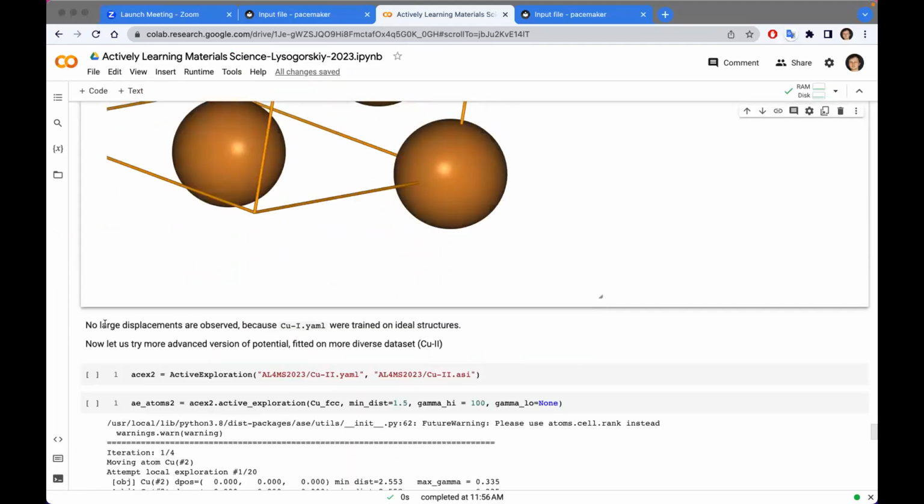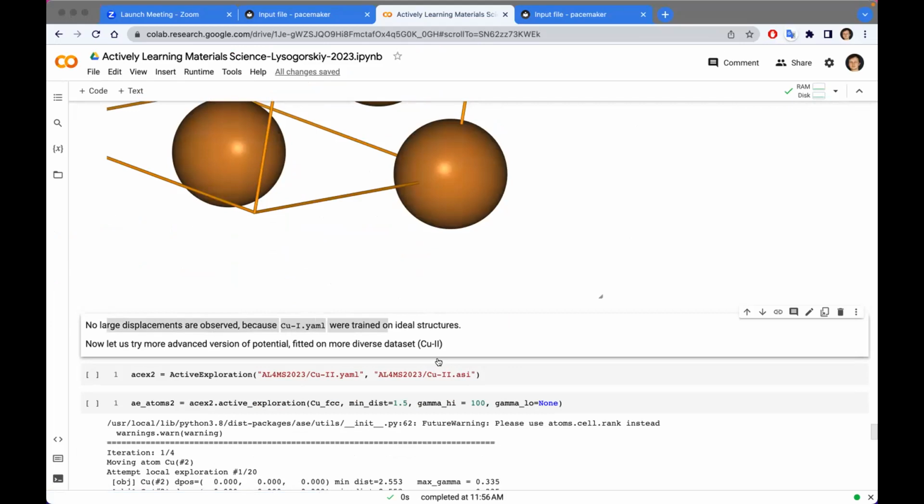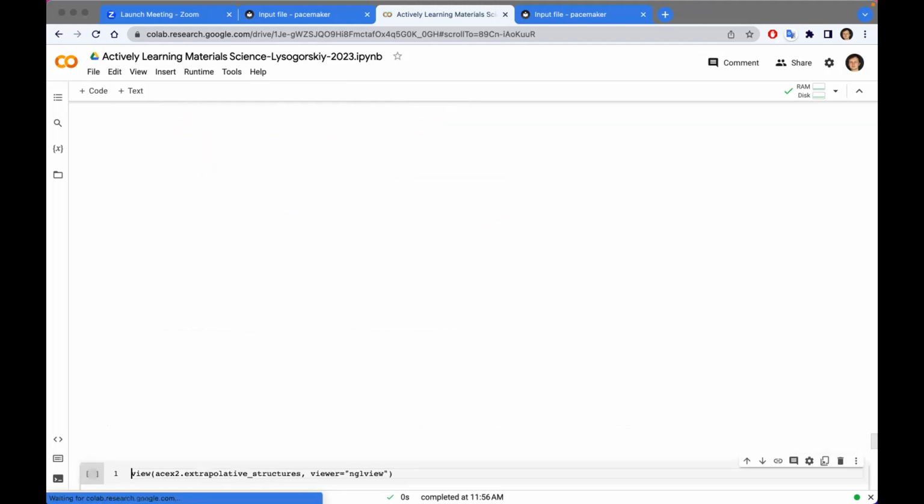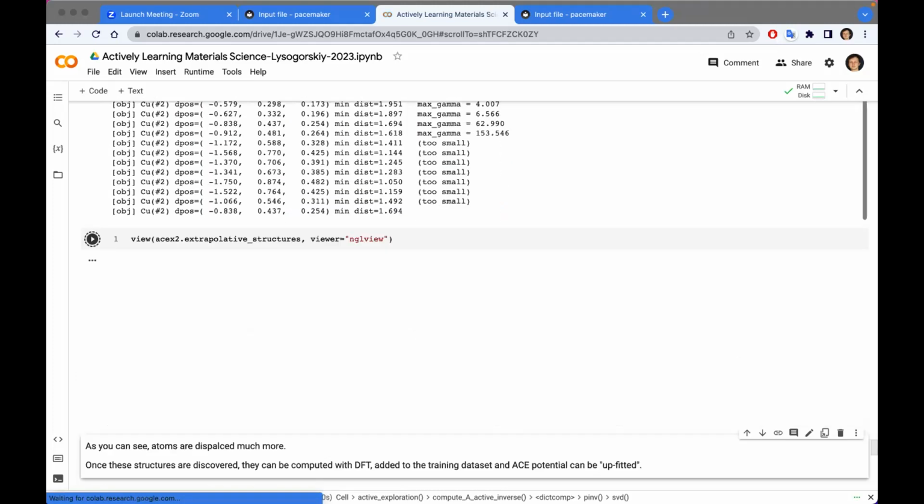But what if we try to do it? It's written here, no large displacements are observed because copper 1 was trained on ideal structures, and anything out of equilibrium is already a surprise for that. Let's try a more advanced version of the potential, trained on the copper 2 dataset. Again, you have loaded before the copper 2 B-basis potential and a corresponding active set. So we will do the same setup and visualization.